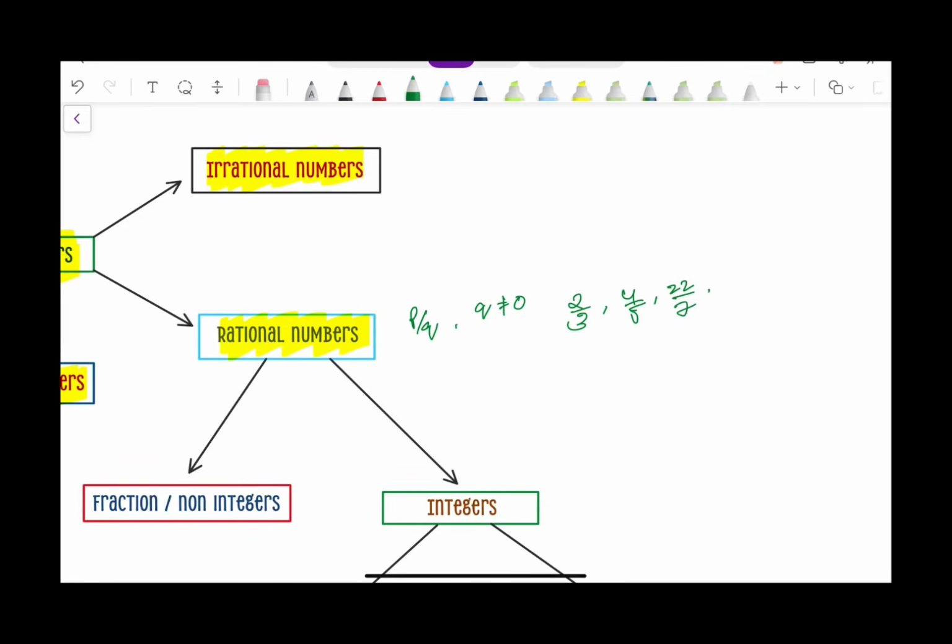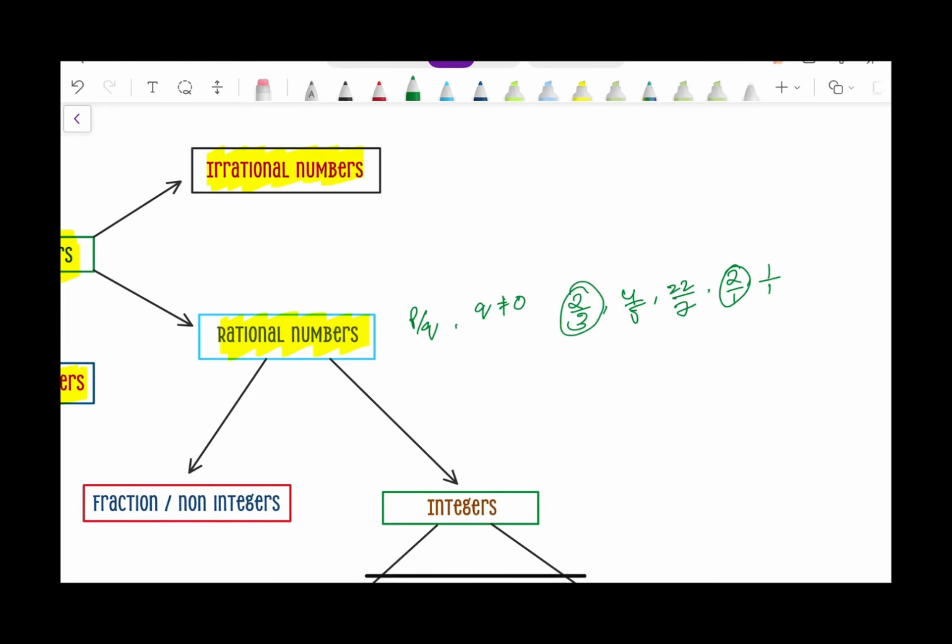Or it can also be 2, or it can be 1. Why? Because 1 is nothing but 1 by 1, or 2 is nothing but 2 by 1. So this is a fraction here. So rational number means any number which can be written as a fraction. That's the simplest definition of rational number.